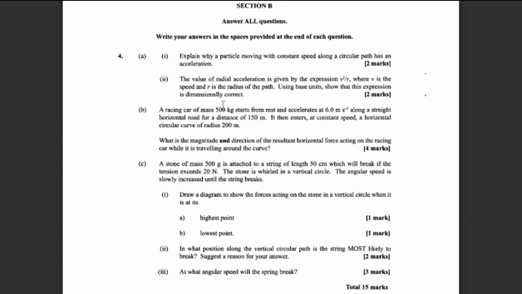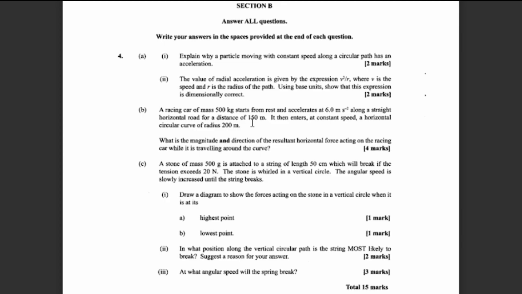For example, you could say mass is equal to 500 kilograms. You would write that down. Acceleration is equal to 6.0 meters per second squared. You would write that down. The horizontal road has a distance of 150 meters. You would write that down. And then it enters at constant speed a circular curve of radius 200 meters. So the radius of the curve is 200 meters. You would also write that down. So you write down those kinds of bits of information so that when you're working out, you know what numbers are supposed to go where.